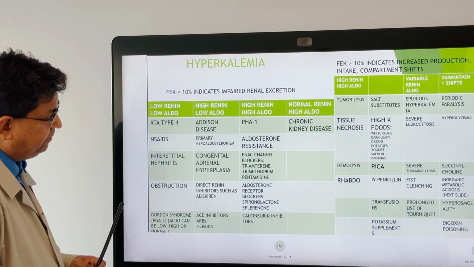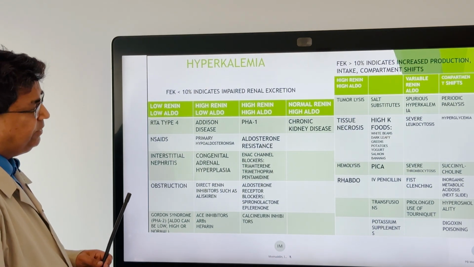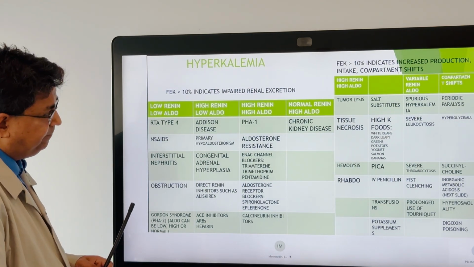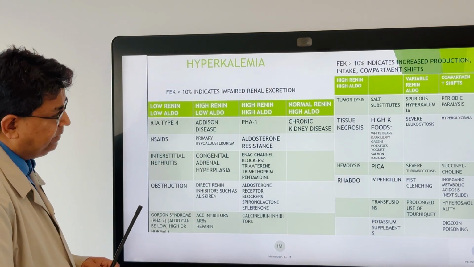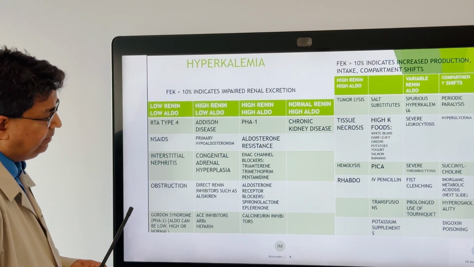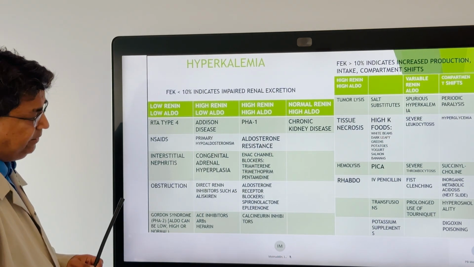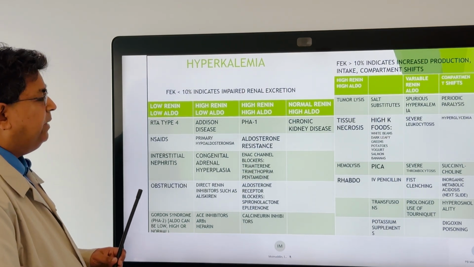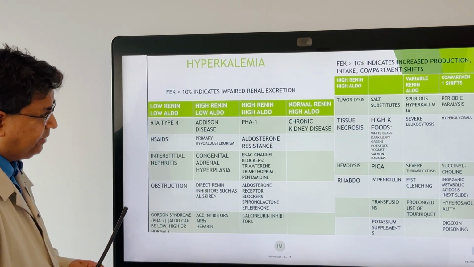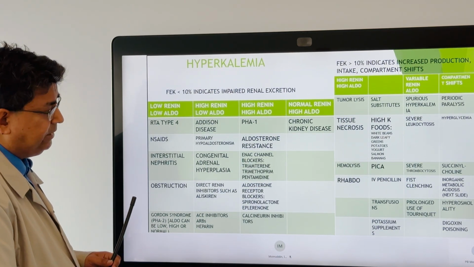Hyperkalemia can be spurious, and this can occur in severe leukocytosis, severe thrombocytosis, fist clenching, or prolonged use of tourniquet. Compartment shifts should be considered in scenarios such as periodic paralysis, hyperglycemia, succinylcholine, inorganic metabolic acidosis, hyperosmolality, and digoxin poisoning. So one thing to remember is that inorganic metabolic acidosis causes compartment shifts of potassium, not organic metabolic acidosis, such as lactic acidosis.